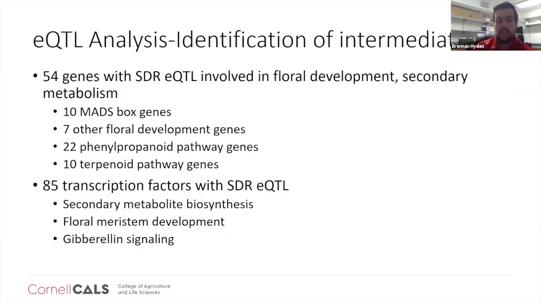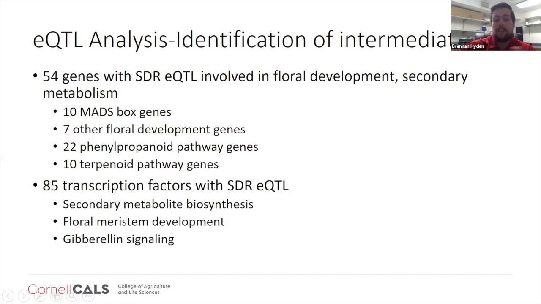I also did eQTL analysis. eQTL analysis looks at the expression of genes and tries to correlate those to polymorphisms across the genome. Doing this, we identified 54 genes that had significant associations with the SDR that were involved in floral development and secondary metabolism. These are the 2 primary sex dimorphic phenotypes that we can observe in catkin tissue. Among these were multiple MADS-box and other floral development genes, as well as numerous phenylpropanoid and terpenoid pathway genes, which are involved in secondary metabolism.